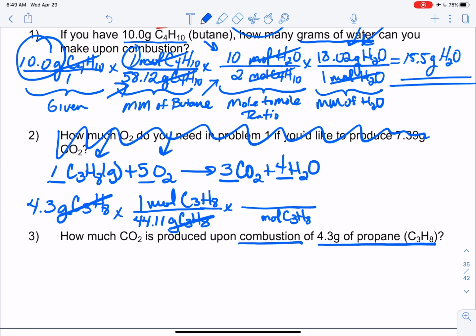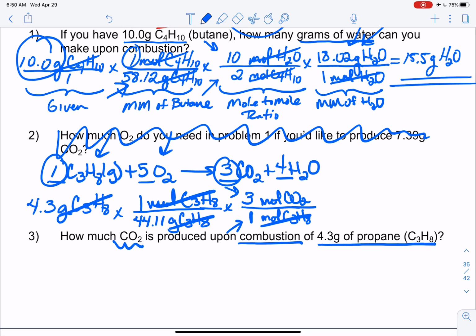Now, where do we want to get to? We want to get to CO2. So we'll have moles of CO2 here, and this is our mole-to-mole ratio. Now, where do we find the numbers that go in the mole-to-mole ratio? We find them right off the balanced equation. So for every 1 propane we're burning, we're making 3 CO2s. Or the other way you can say it is for every 3 CO2s we make, we had to burn 1 propane molecule, okay? So 3 moles of CO2 are made for every 1 mole of propane that's burnt.